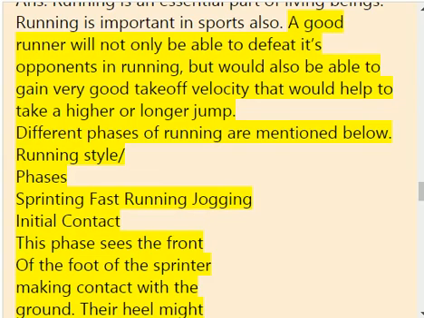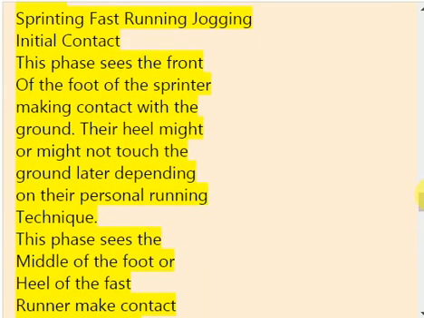Running style phases: sprinting, fast running, jogging. Initial contact. This phase sees the front of the foot of the sprinter making contact with the ground. Their heel might or might not touch the ground later depending on their personal running technique. This phase sees the middle of the foot or heel of the fast runner make contact with the ground. In this phase the full foot or the heel of the jogger makes contact with the ground.